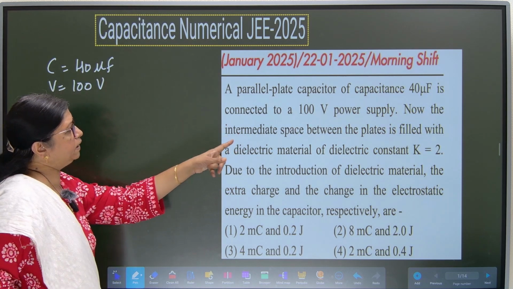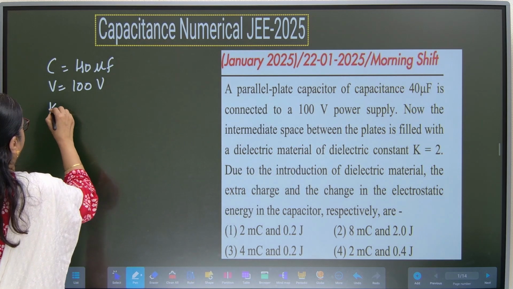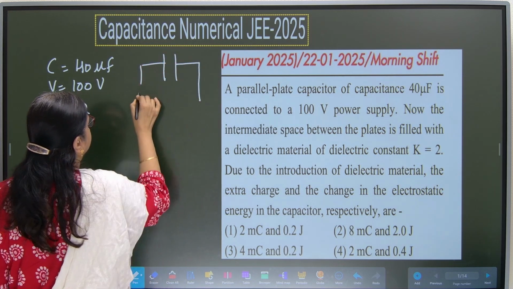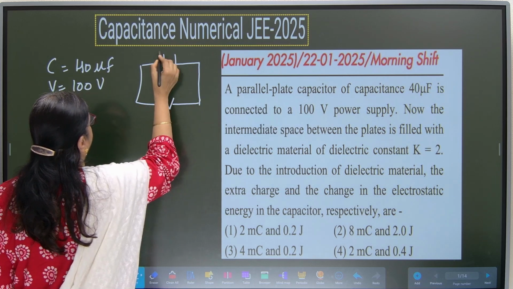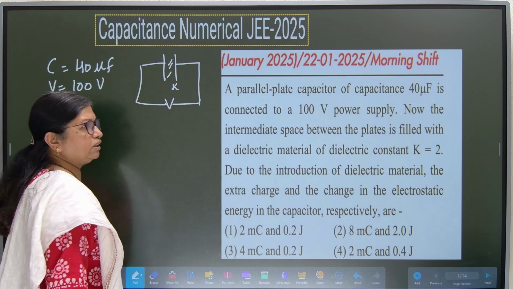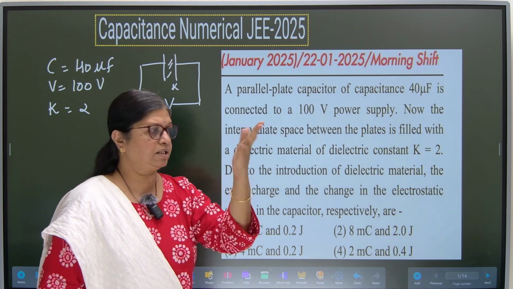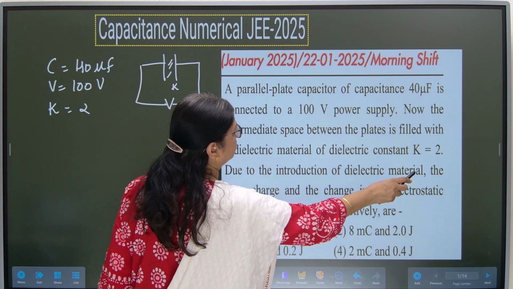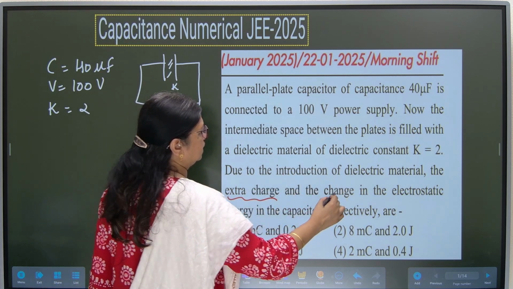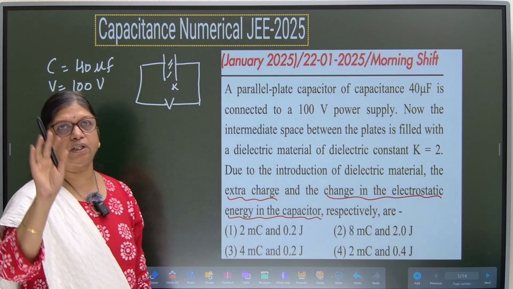Now, the intermediate space between the plates is filled with a dielectric material of dielectric constant K is equal to 2. So what is given to you? Initially there is a capacitor connected to the supply V, and then a dielectric is placed in it with K is equal to 2. So there are case 1, case 2, or initial and final arrangements. Fine. Now what are they asking you? Due to the introduction of dielectric material, the extra charge and the change in the electrostatic energy in the capacitor is the question asked to you.